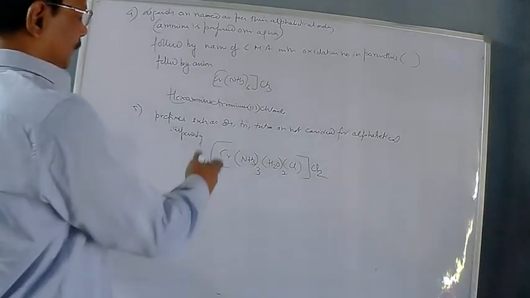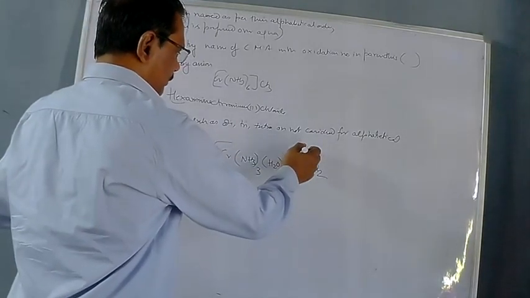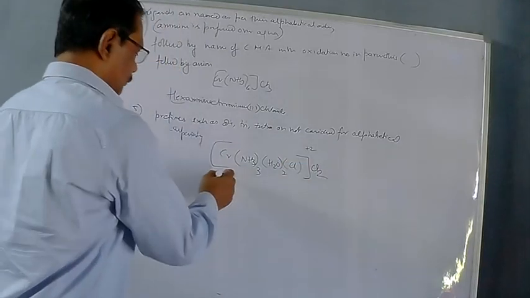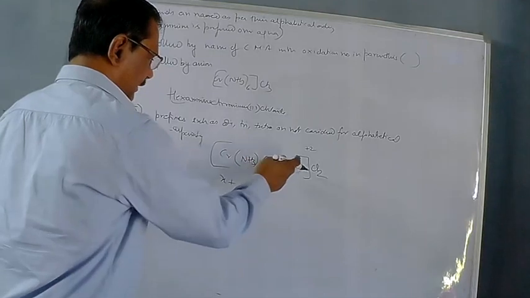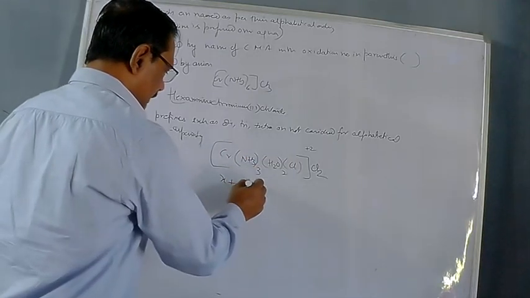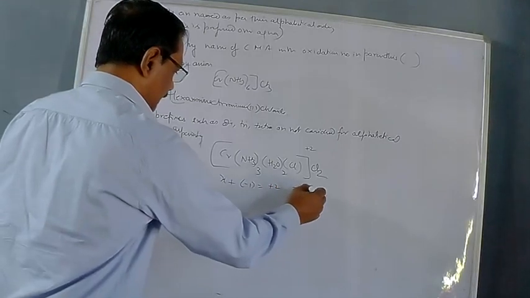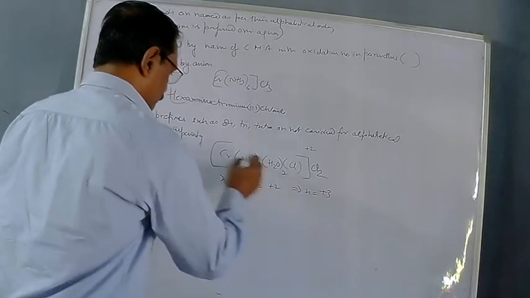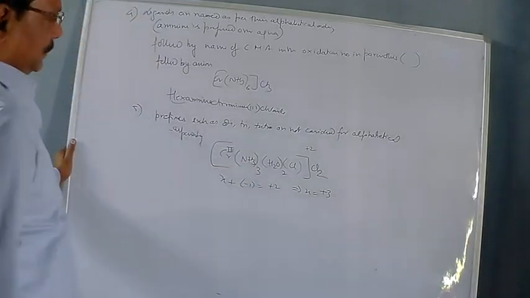As usual, first find out the oxidation number. Class, if it is -2, it must be having +2 charge here. So let us find out chromium X, ammonia 0, nothing to write, water 0, nothing to write, but chloride is -1, and this must be equal to +2. So in the next step, we get X equal to +3. So the chromium is sitting here at oxidation number +3.